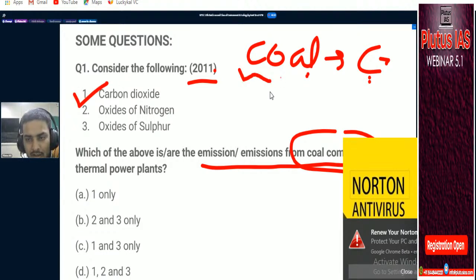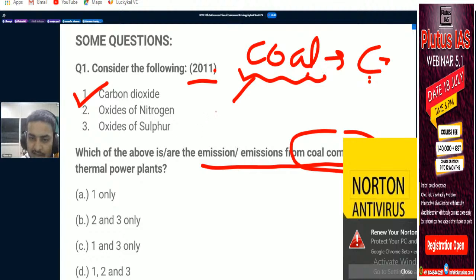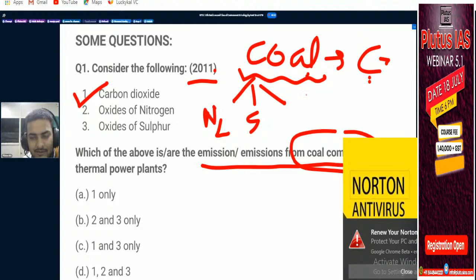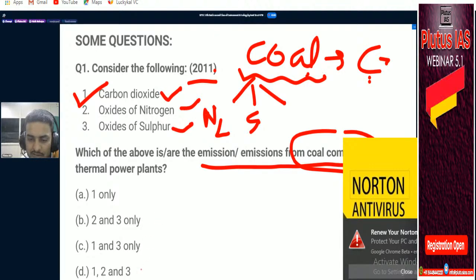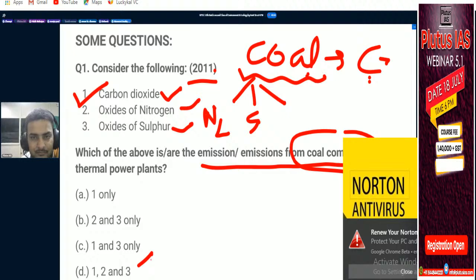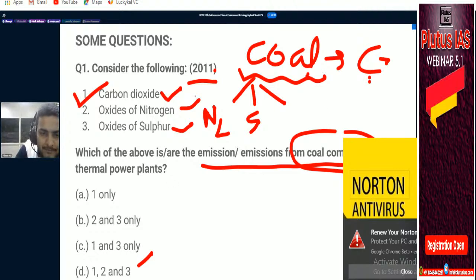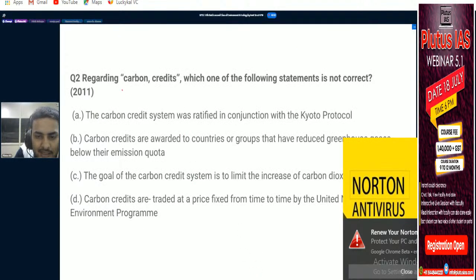But coal is a complex material and it has various elements in it. It has a certain amount of nitrogen, a certain amount of sulfur, and certain amounts of other elements as well. Am I clear? Yes, sir. With combustion of coal, these elements will mix with oxygen to form the oxides of nitrogen, sulfur, and carbon dioxide. So the answer is D. Is anyone asking something? You can ask anything you want. Then combustion of coal produces all these gases. The answer is D.